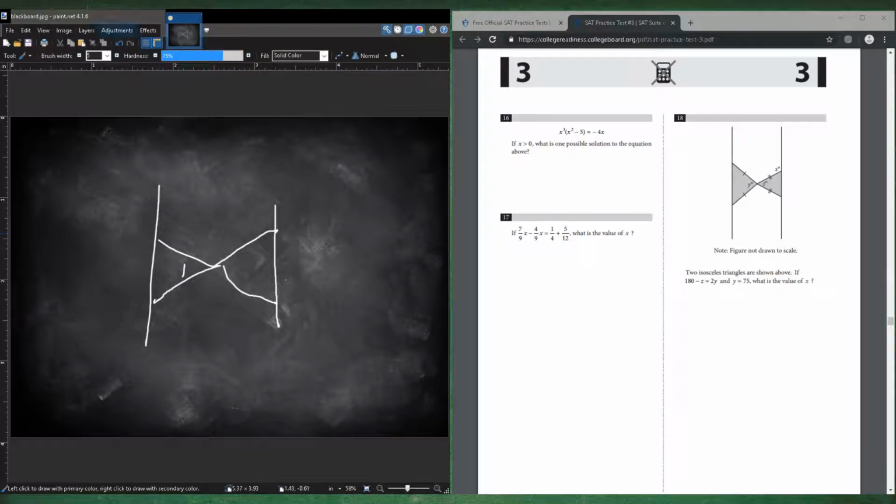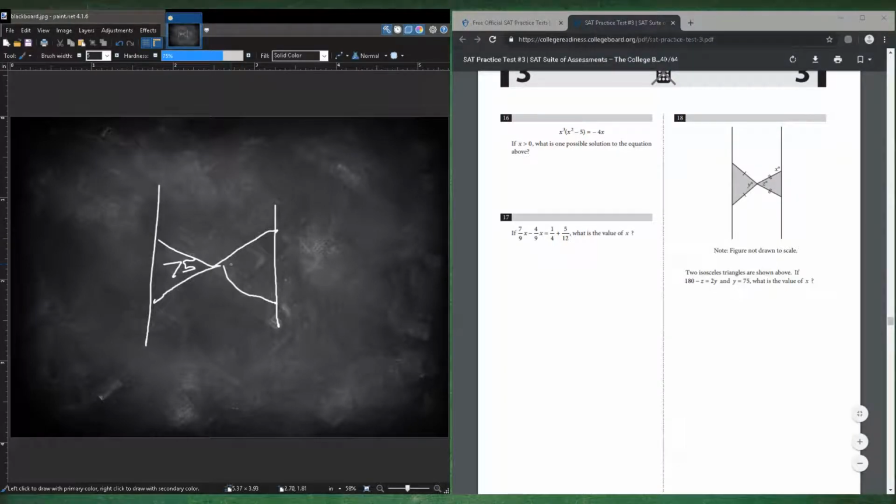So based on the equation, y is equal to 75. So the right side is 150. So 180 minus 150 is 30. So z equals 30 degrees.